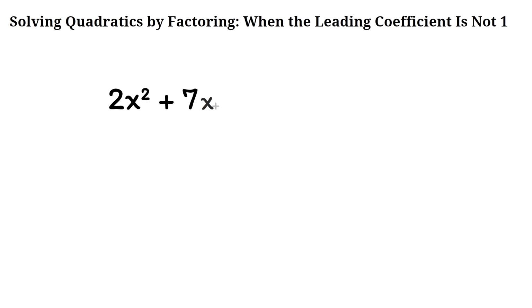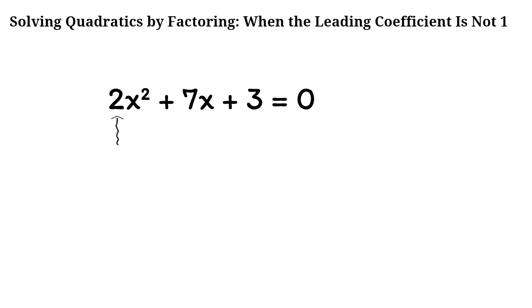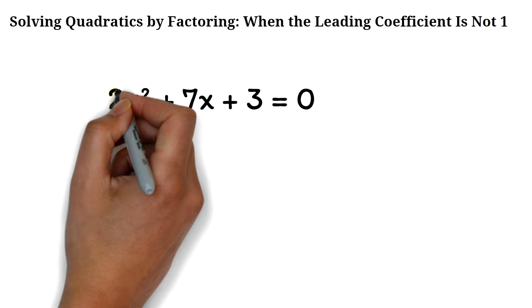Now let's look at how to handle cases where there is a number in front of the x squared. Solve 2x squared plus 7x plus 3 equals 0. This is still a trinomial. The difference now is that the coefficient of the x squared is not 1, or simply put, this kind has a number in front of the x squared. Here, that number is 2.